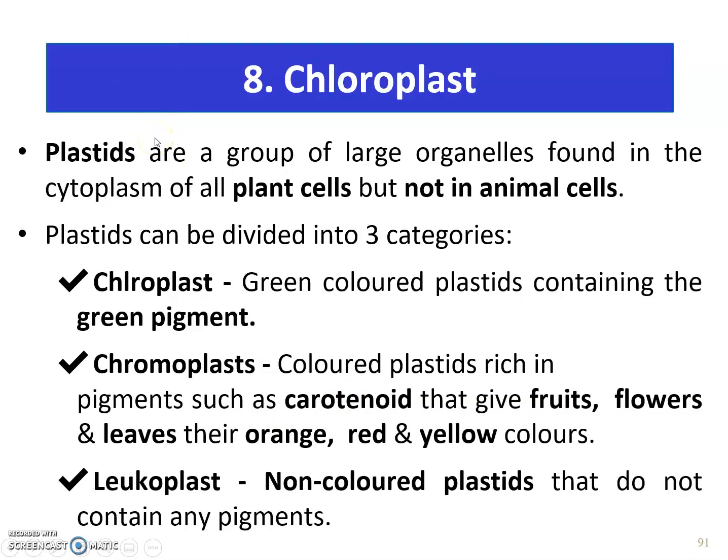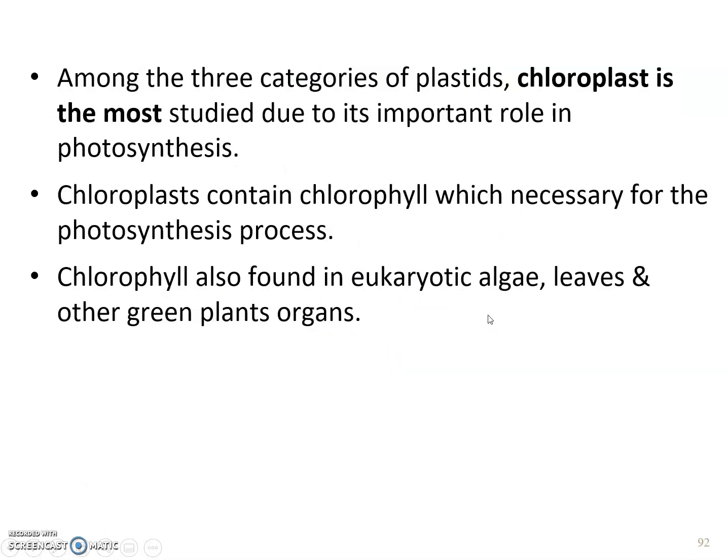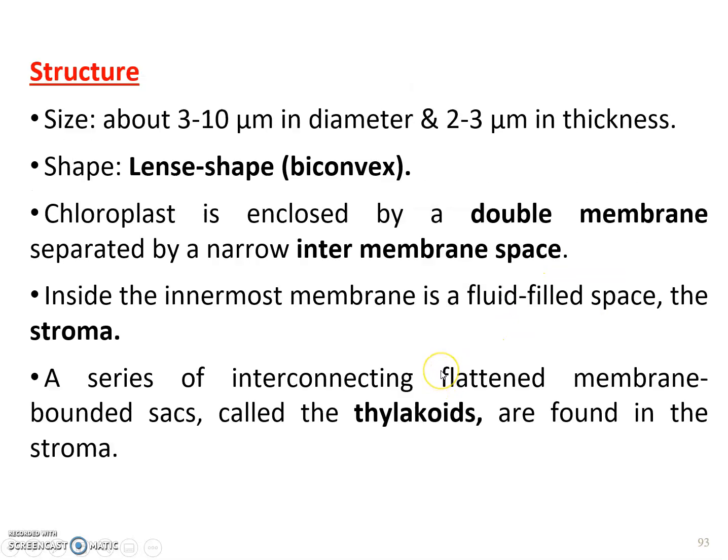Chloroplast. Chloroplast can be found in plant cells only, not in animal cells. So chloroplast is a green-colored plastid containing the green pigments. Okay, so chloroplast contains chlorophyll, which is essential for the process of photosynthesis to occur. Chlorophyll can also be found in eukaryotic algae, leaves, and other green plant organs.